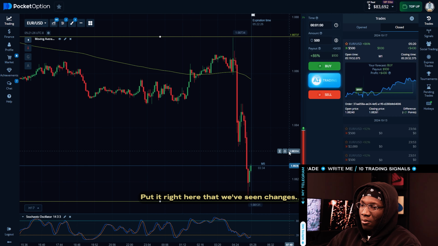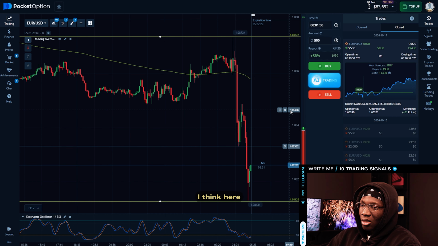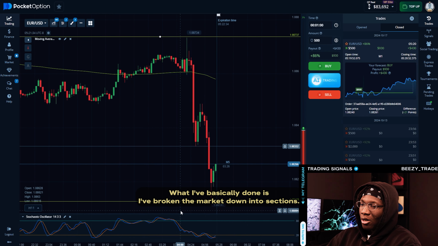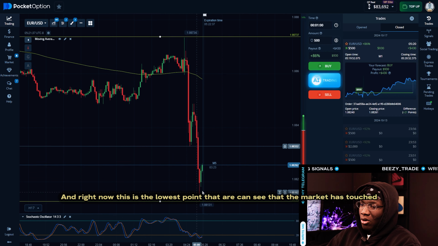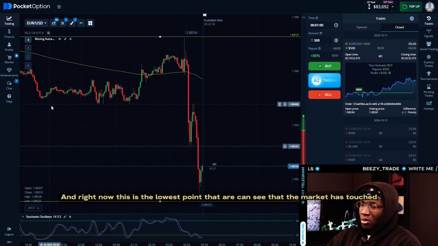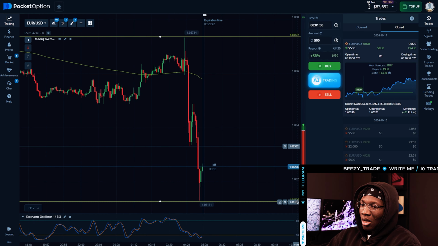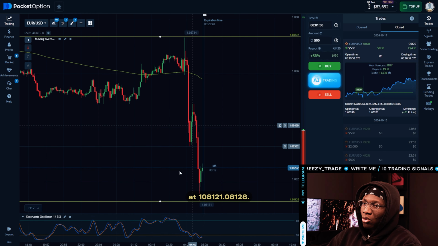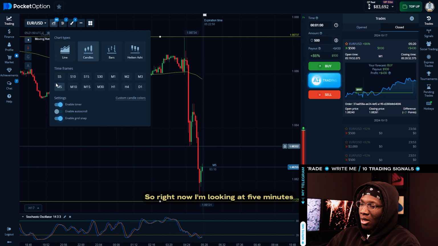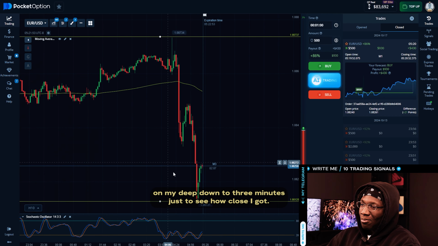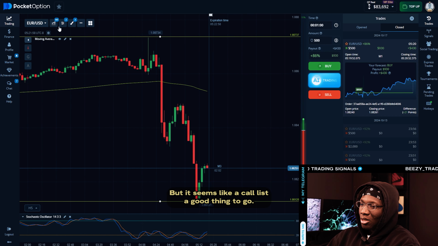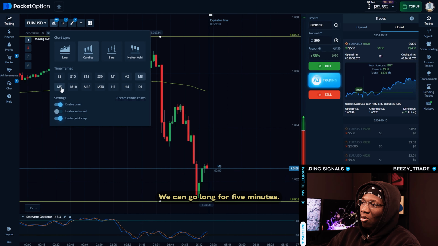Put it right here. Now we've seen changes, I think here, and what I've basically done is I've broken the market down into sections, and right now this is the lowest point that I can see that the market has touched right here at 108.128. So right now, I'm looking at 5 minutes. I might dip down to 3 minutes just to see how close I got. But it seems like a call is the good thing to go. We could go long for 5 minutes, I think, for a call.